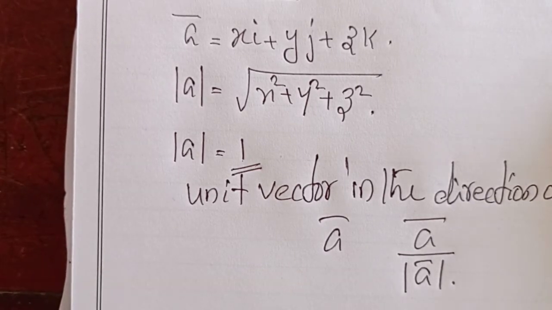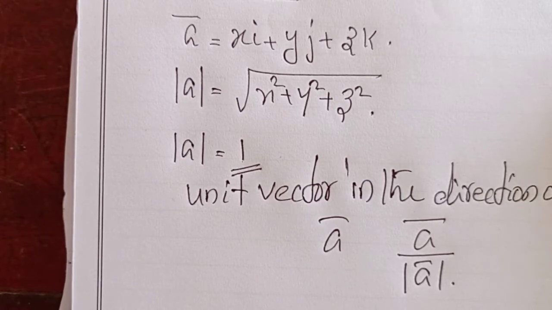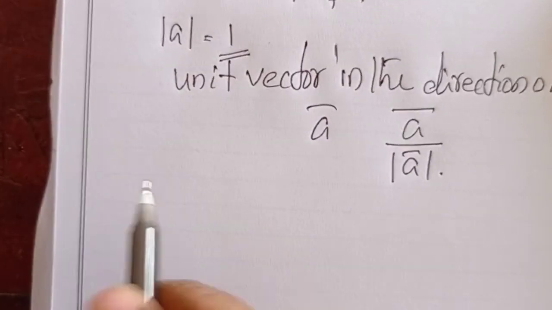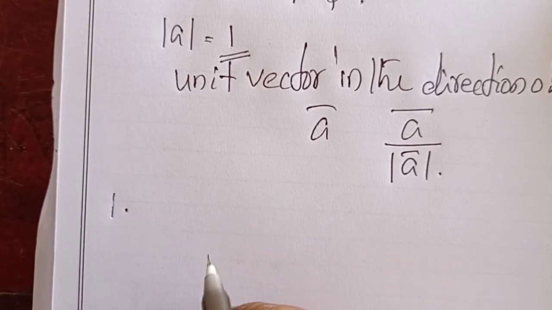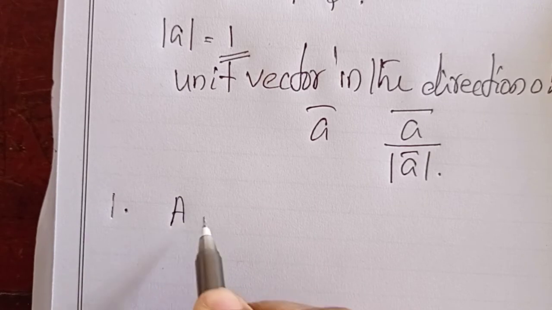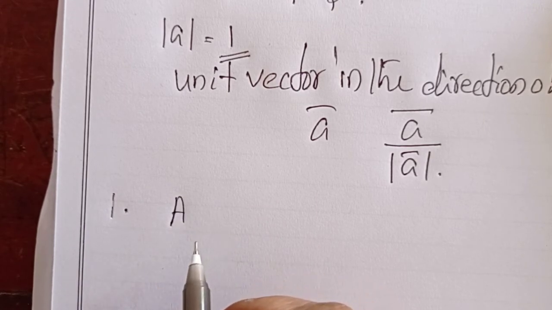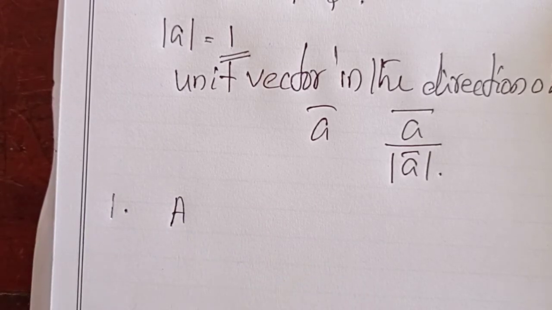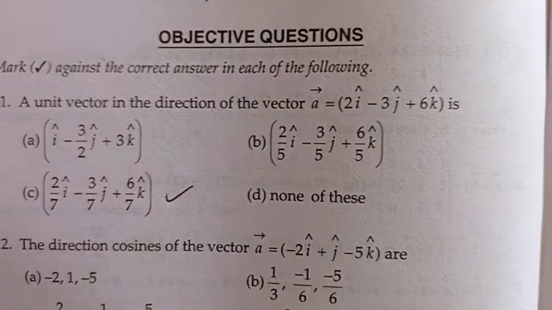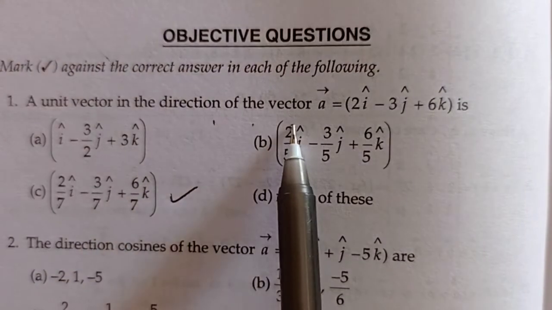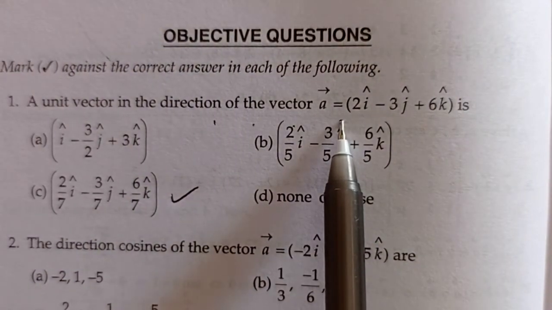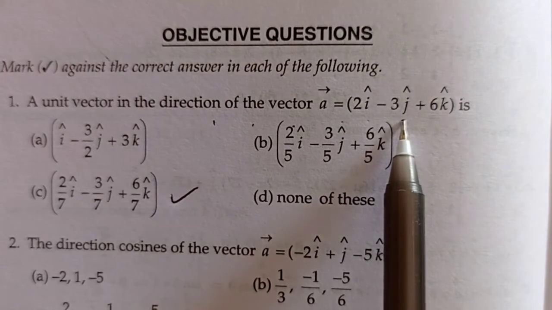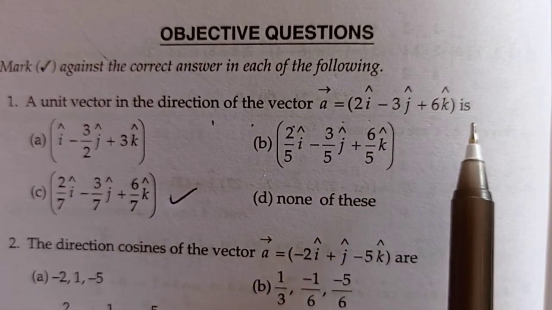Let us start some MCQ questions from this section. You can write one by one. Question number 1. A unit vector in the direction of the vector A equal to 2i minus 3j plus 6k is.